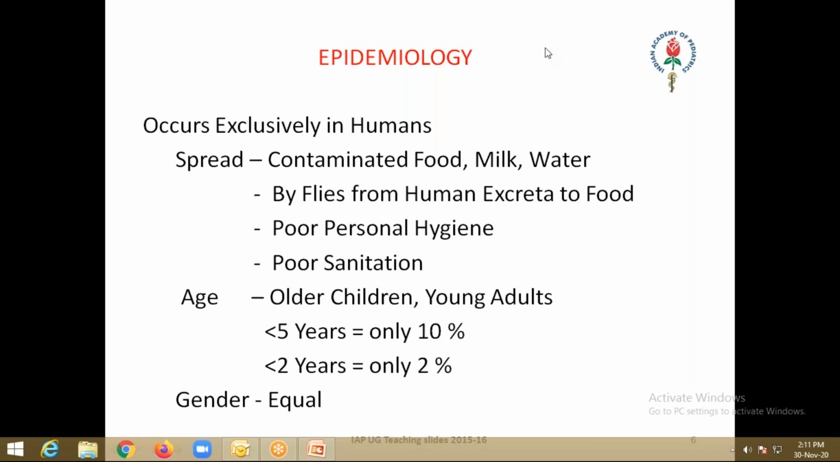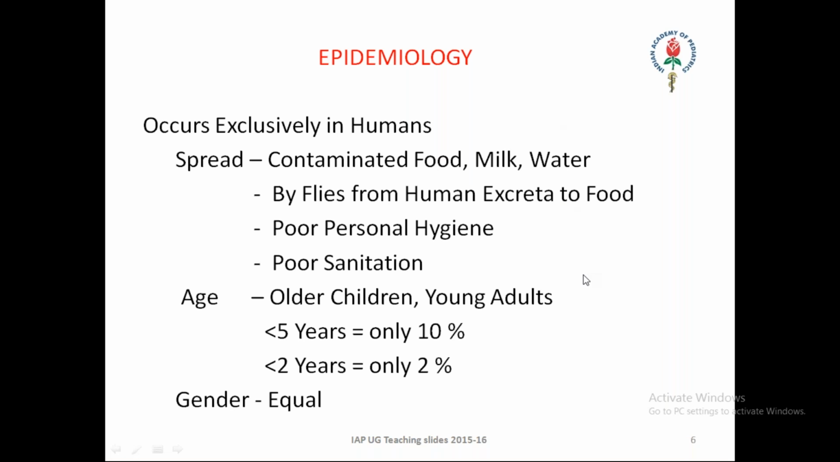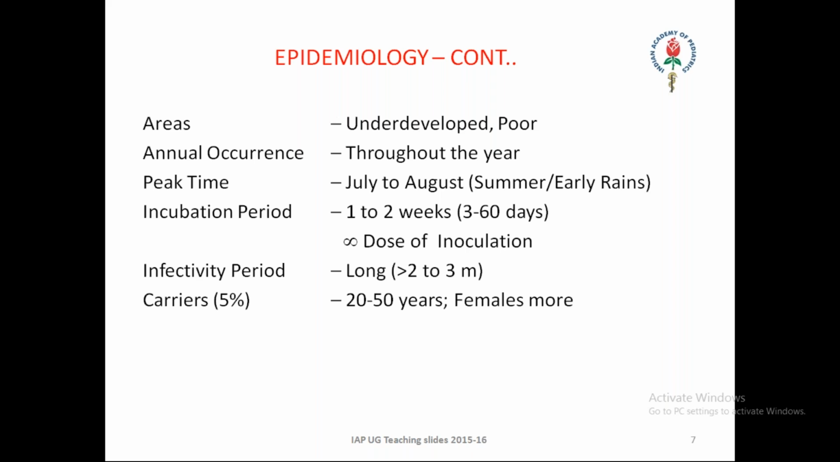Age: it is most common in older children and young adults, but in less than 5 years it is only 10%, and less than 2 years only 2% of the cases contribute to enteric fever. Gender: there is no difference, both male and female are equally affected. Continuing epidemiology, areas are underdeveloped, with poor sanitation. Annual occurrence: it occurs throughout the year. There is no specific period, but the peak time is July to August.